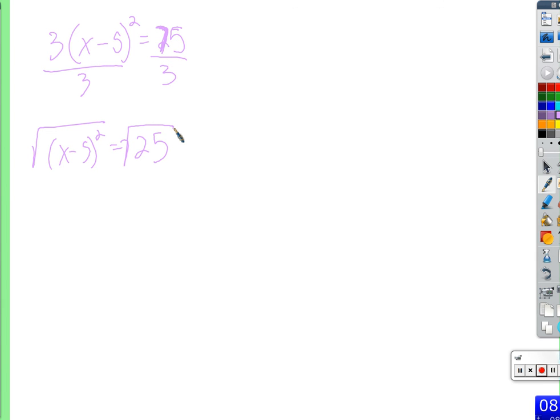What's the square root of x minus 5 squared? X minus 5, right? If you take the square root of something that's being squared, you just get that thing, x minus 5. And what do we have over here? We take the square root of 25. Plus or minus 5. So you have two possibilities. This maybe comes out to be 5. Or this comes out to be negative 5. We solve both cases. X minus 5, you add 5 to both sides, you get x is 10. Here we get x is negative 10.